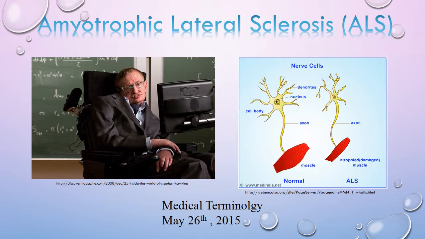The lateral portion identifies the area in a person's spinal cord where portions of the nerve cells that signal and control the muscles are located. As the area begins to degenerate, it leads to the scarring or hardening, the sclerosis, in the region.